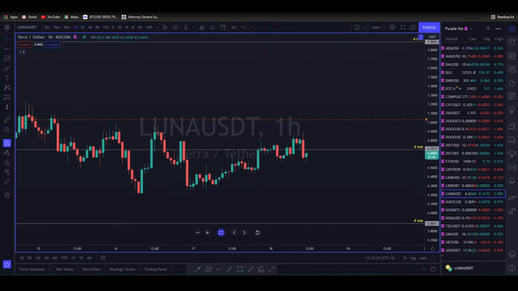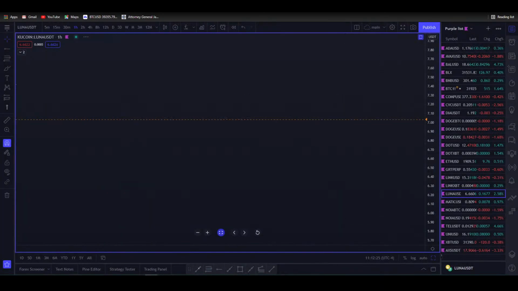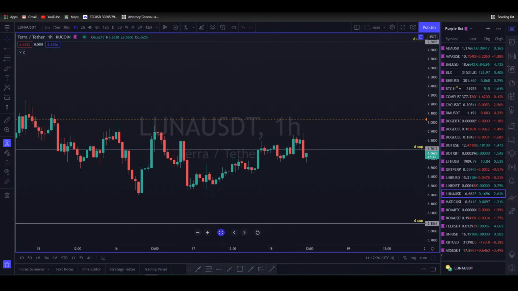How many frames am I dropping? A bunch. What do you mean maxed? Alright. It's saying that I have maxed devices open and I don't.